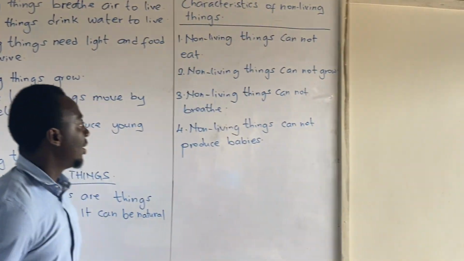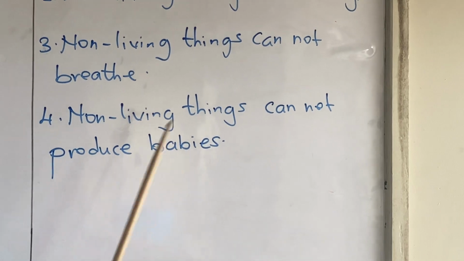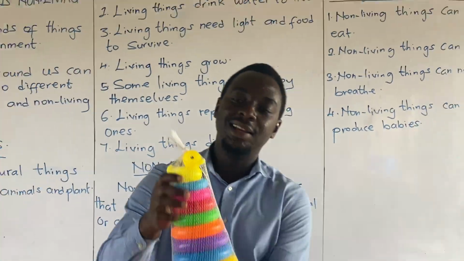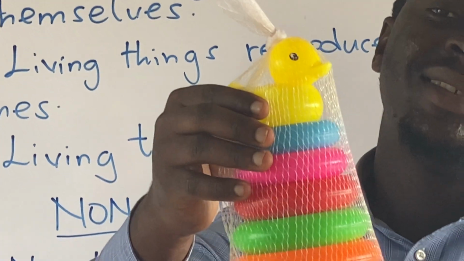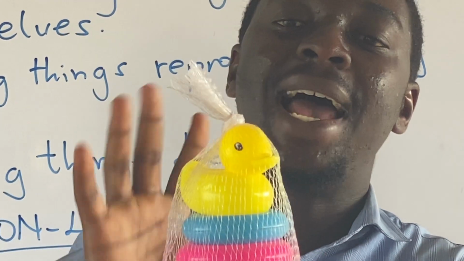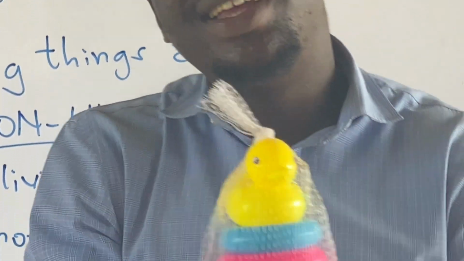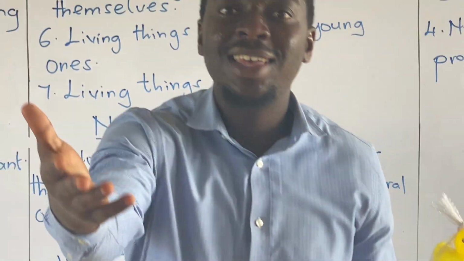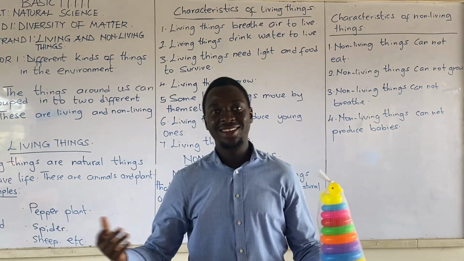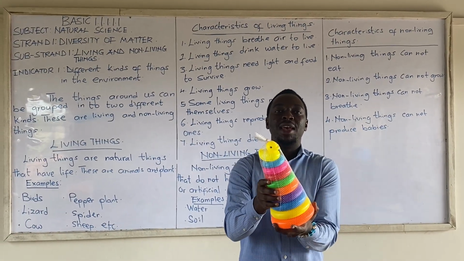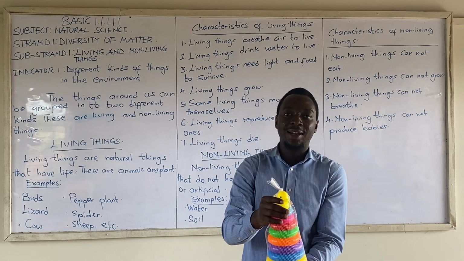The last one. Non-living things cannot produce babies. Look at this little duckling here. It is a non-living thing, and it will continue to remain like this. It cannot produce any baby. But living things like mommy can give birth to a baby. But this one is a non-living thing. It cannot give birth. It cannot produce young ones.